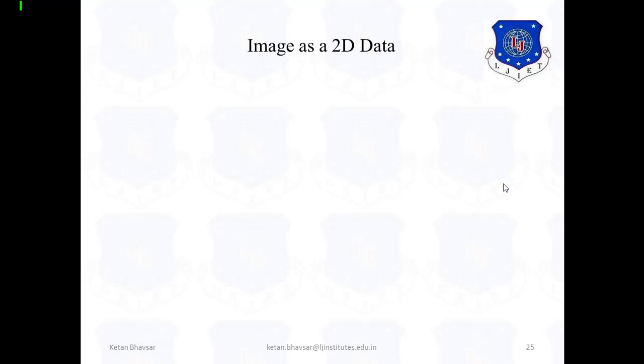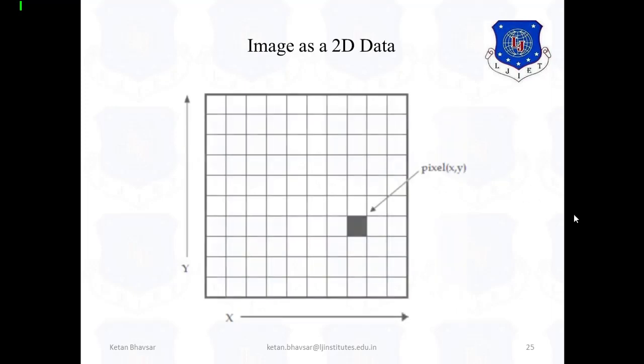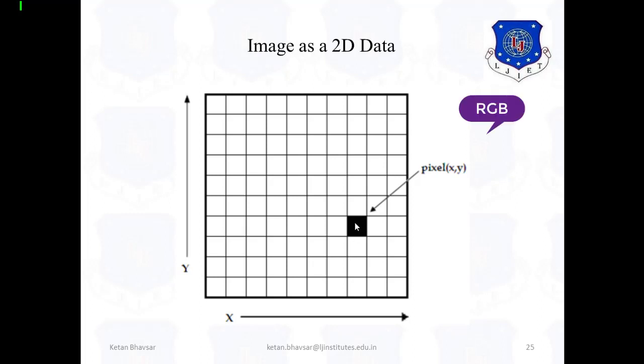Image as 2D, so an image can be 2D or 3D. As you can see, it's the image as 2D. There are two coordinates x and y, and you can see the pixels. A pixel is the smallest part of an image which contains a value, or we can say the amplitude of the particular pixel. For color, it can be red, green and blue. For grayscale, it can range from 0 to 255, and for black and white, it can be 0 or 1.